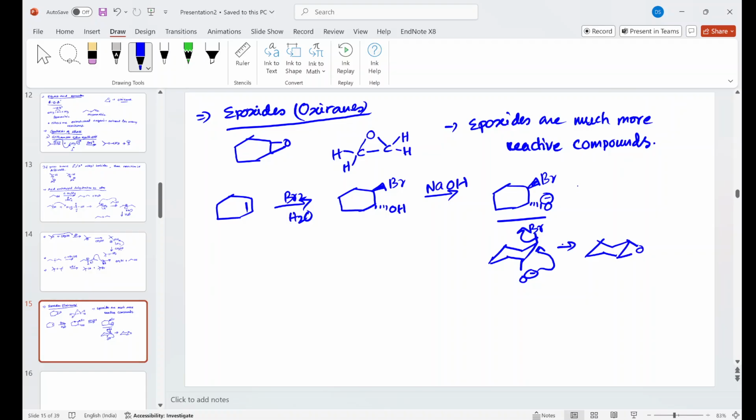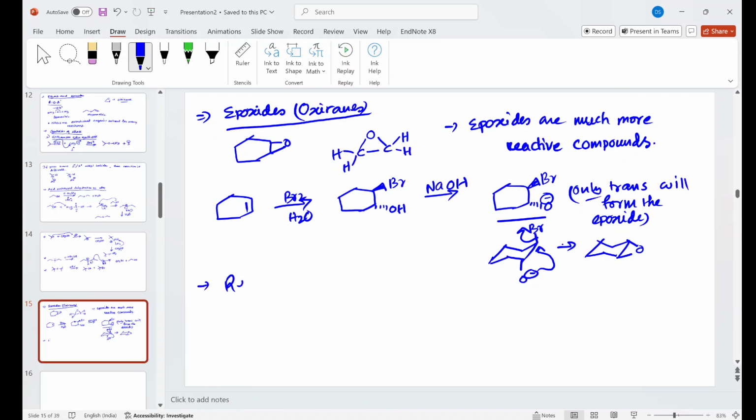So you can see that only trans will form the epoxide, not the cis form. Okay, only trans will form.